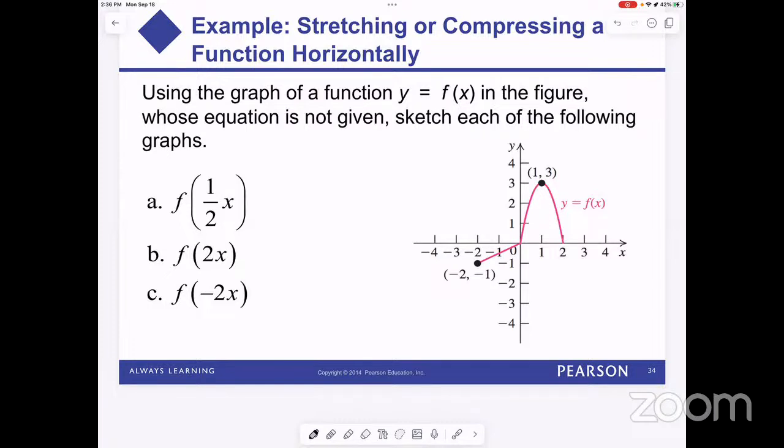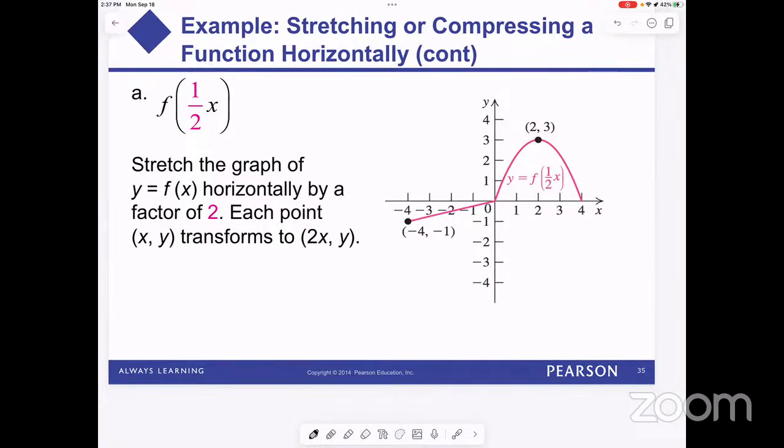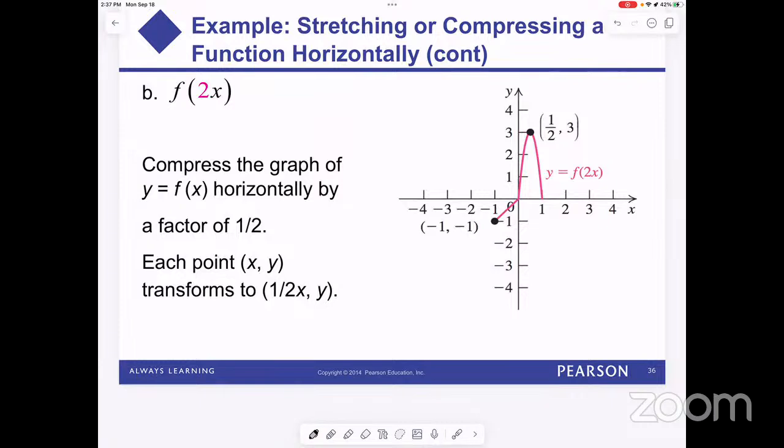For A, because the number is between 0 and 1, that should cause a horizontal stretch, so it gets wider horizontally. For B, that should cause a horizontal compression, so it should be smushed horizontally towards the y-axis. And then for C, we take the result from B and flip it horizontally over the y-axis. Okay, so we're going to have that here. So stretch horizontally by a factor of 2, so it's wider horizontally. Compress or shrink horizontally by a half, but it's that same notion of reverses.